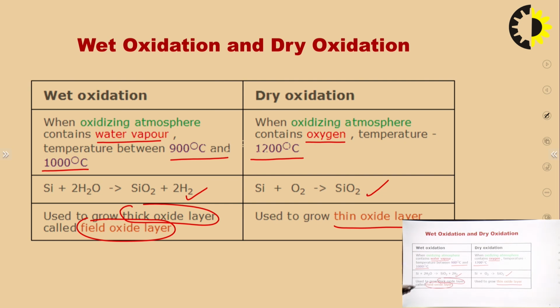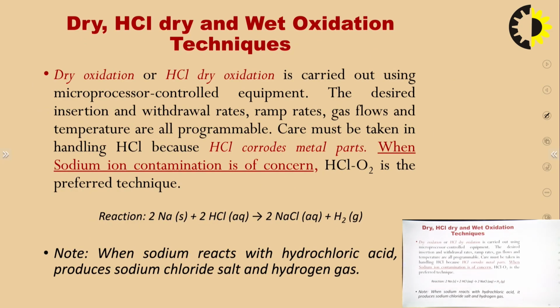It is because the rate of oxidation in case of wet oxidation is high, whereas in case of dry oxidation the rate of oxidation is low. Now, some more information about dry oxidation. Here, as we know, the dry oxidation takes place in oxygen environment, and there is another variant of dry oxidation that is known as HCl dry oxidation. Here, along with oxygen, we use HCl also.